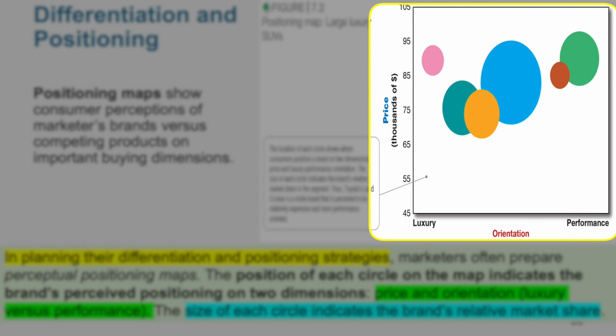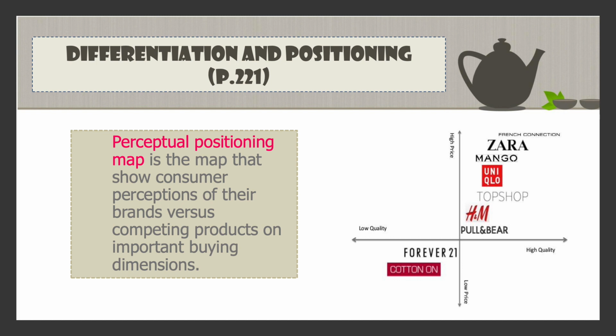In planning their differentiation and positioning strategies, marketers often prepare perceptual positioning maps. The position of each circle on the map indicates the brand's perceived position on two dimensions: price orientation, luxury versus performance. The size of each circle indicates the brand's relative market share.